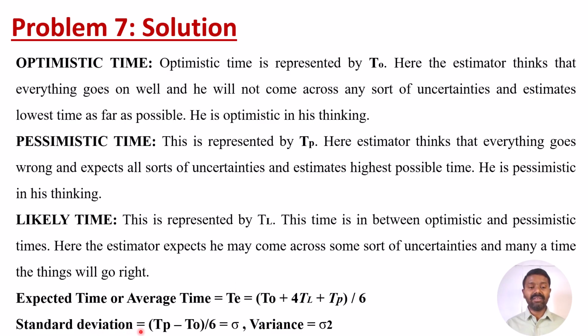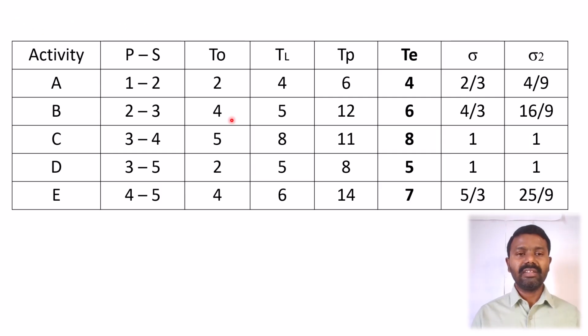And the standard deviation will be TP minus T naught, divided by 6. This is considered the standard deviation, and the variation is called sigma square, the standard deviation squared. Let us solve one problem, the previous problem, by considering this. Now here this is the optimistic time, then TL is the most likely time, and this is the pessimistic time. So these three are given, and let us calculate the TE.